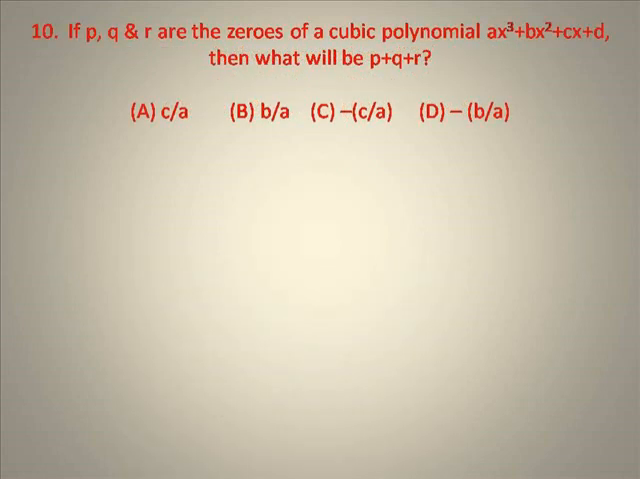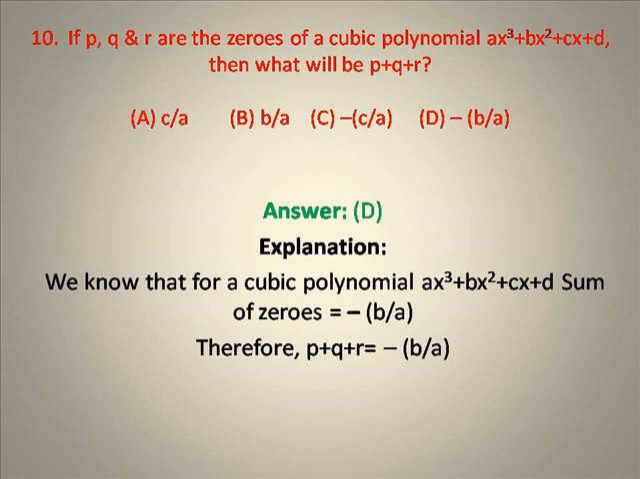Number 10th question, that is the last question. If P, Q and R are the zeros of the cubic polynomial ax cube plus bx square plus cx plus d, then what will be P plus Q plus R? You need to find its value. And you have the four options. So let's see which one it is. Option D, that is minus b by a, is the answer, because the sum of the zeros is minus b by a and P plus Q plus R is the sum of the zeros.